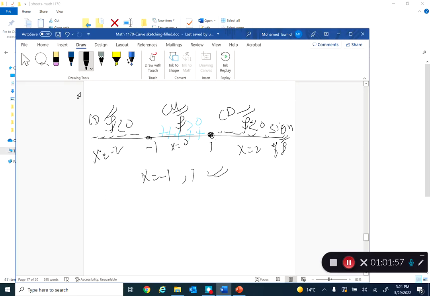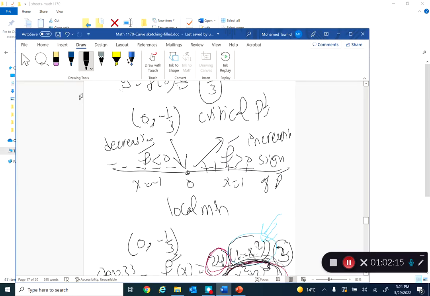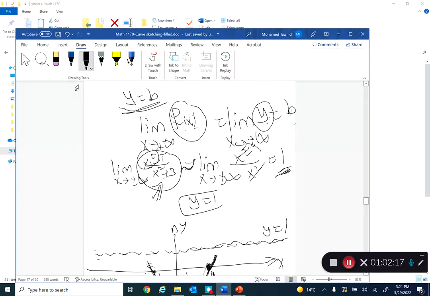Where is the graph concave up here, guys? The interval concave up is between negative 1 and 1. Where is the graph concave down? From minus infinity to negative 1, and also from 1 to plus infinity. So from 1 to plus infinity is concave down, and from minus infinity to negative 1 is concave down. So if I go back to the graph, that is the one here.